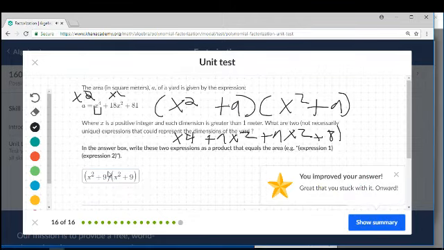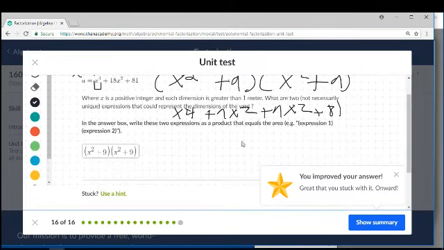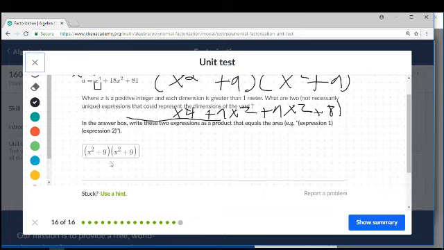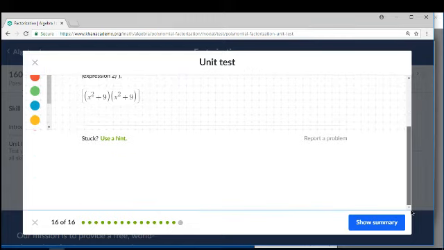Okay, so that's a very... So I want you, even though I got that wrong, I need to write these two expressions as a product that equals the area. Expression one. I couldn't write x squared plus 9 squared. It had the x squared plus 9 plus x squared plus 9. But that's still mathematically equivalent.